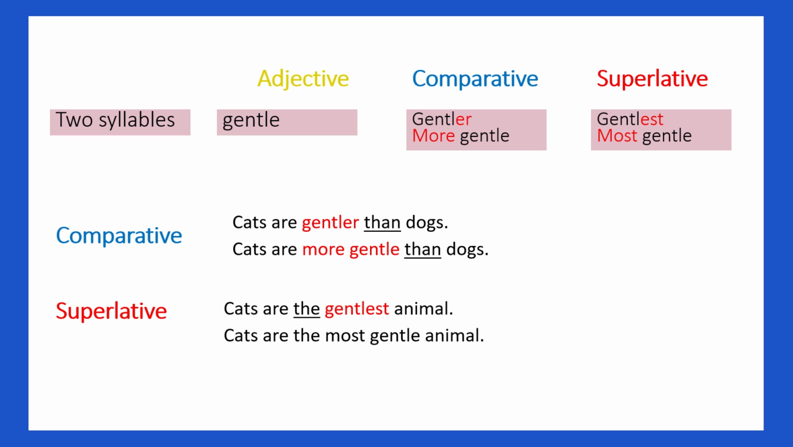Okay, for example, cats are gentler than dogs. Cats are more gentle than dogs. Cats are the gentlest animal. Cats are the most gentle animal. So just a reminder, if you are unsure of which form to use, the safer option is to just add more or most to the adjective.